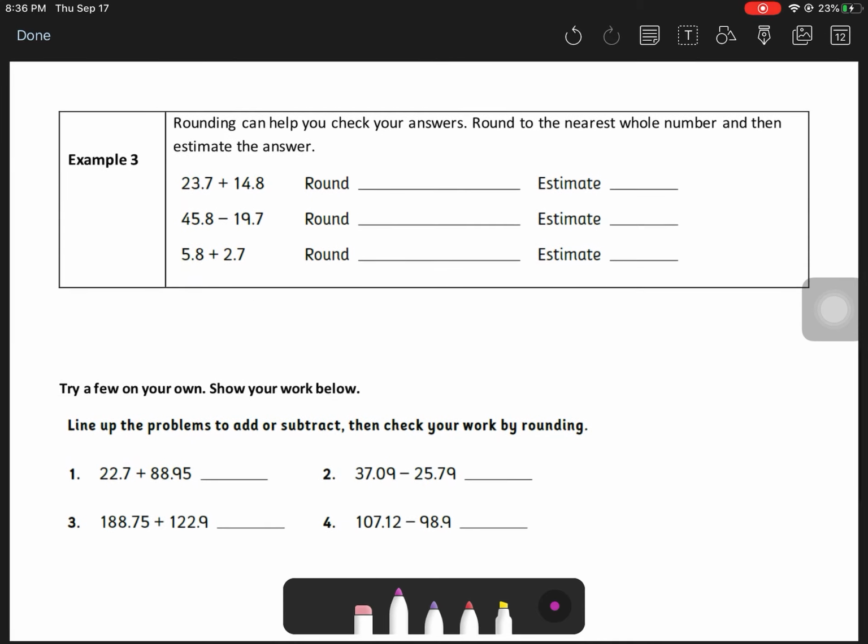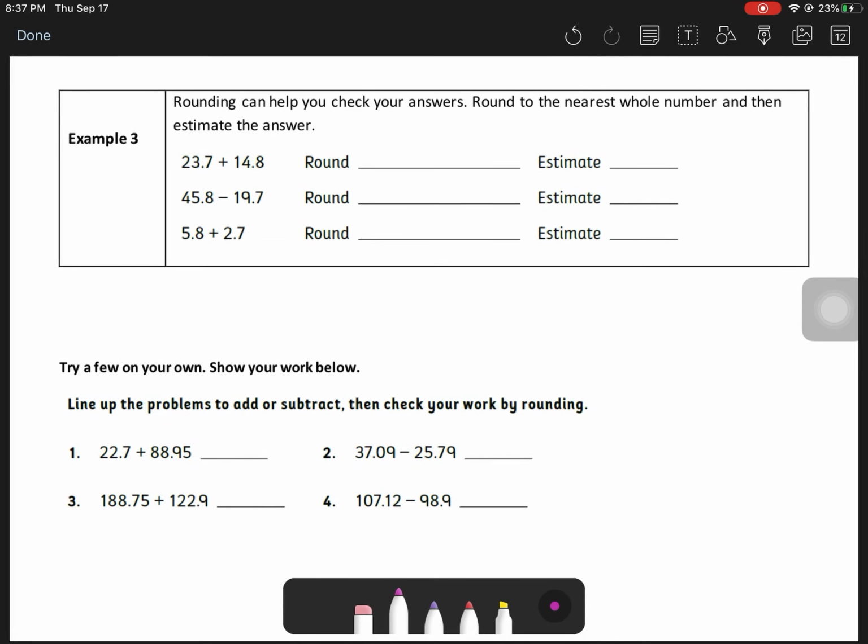Okay, next one, the rounding says we can help to check our answers. So it says round to the nearest whole number. So remember 23.7 we would round to be 24. And 14.8 would round to be 15. So 24 plus 15 would be 39. 45.8 would round to be 46. Minus 19.7 rounds up to be 20. 46 minus 20 would be 26. The next example, 5.8 rounds to be 6. And 2.7 rounds to be 3, and 6 plus 3 would be 9.